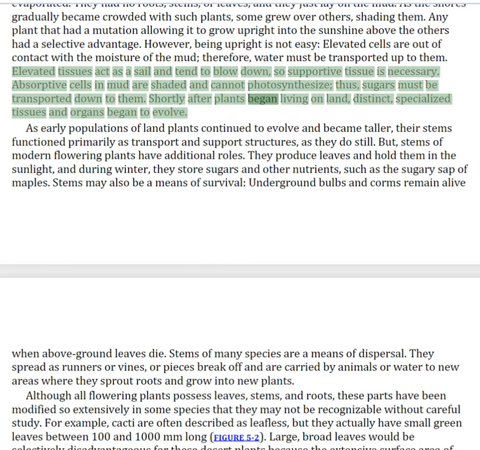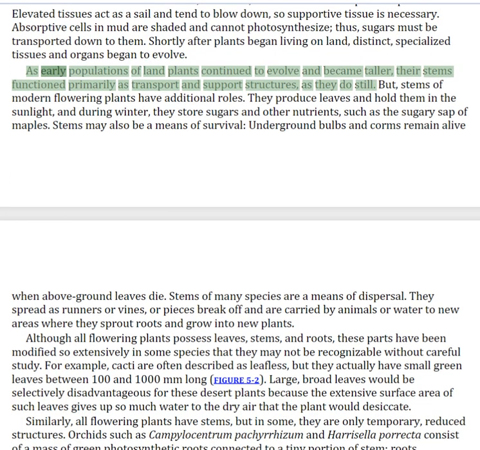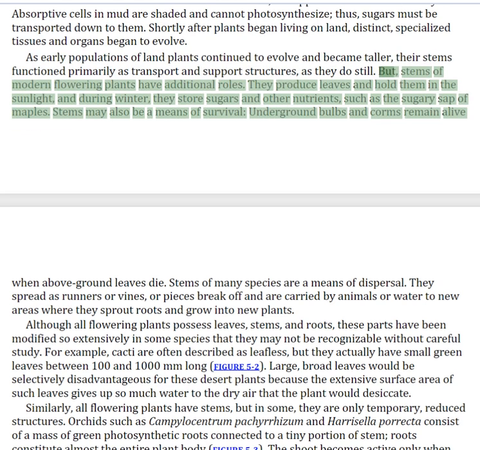Shortly after plants began living on land, distinct, specialized tissues and organs began to evolve. As early populations of land plants continued to evolve and became taller, their stems functioned primarily as transport and support structures, as they do still. But stems of modern flowering plants have additional roles. They produce leaves and hold them in the sunlight, and during winter, they store sugars and other nutrients, such as the sugary sap of maples.